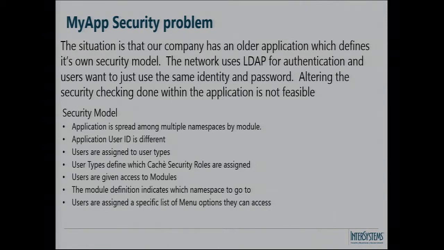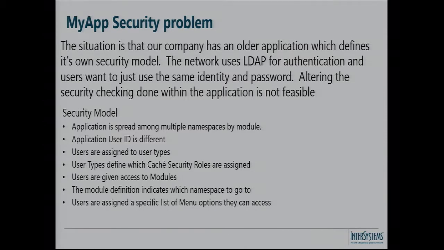In our particular model, changing the application itself is just not feasible. All the code everywhere is checking the application security model to find out whether they should be allowed to do something. So if I interject LDAP and say, I'm just going to use LDAP and the basic definition, I've got to change all that code. Not really feasible. Within our situation, we have an application that's spread across multiple namespaces by module. The application user ID has existed previously and is different from the structure they set up in LDAP. The rules for LDAP users were different from the application, so we have different user IDs.